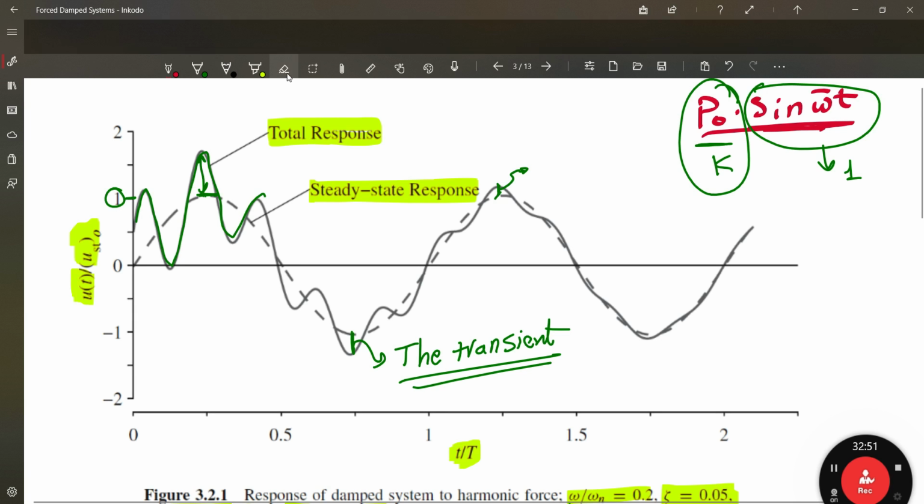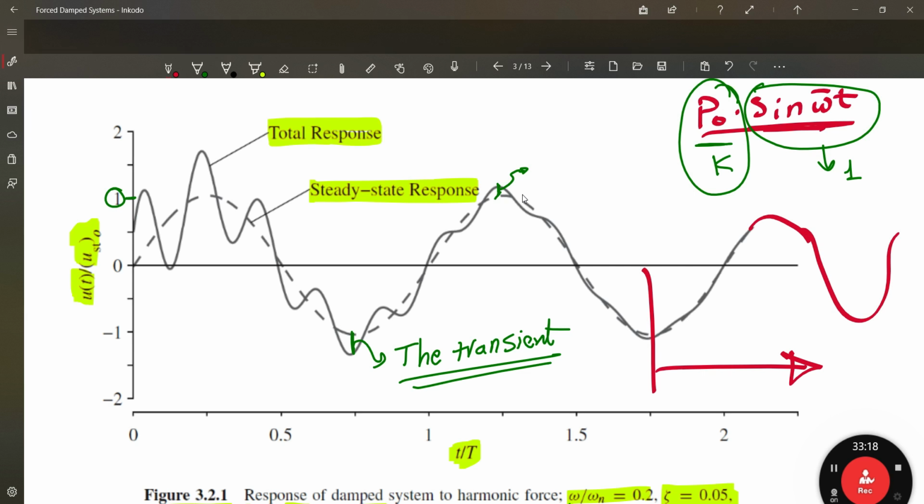Let me erase this part here. Okay, where is the peak? The largest peak here may occur before reaching the steady state. Actually, starting from here, for example, this is the steady state. You're going to find that the system is going to make this kind of regular sine or cosine or whatever the case, right? But before that, where is the maximum response? Exactly, the maximum response is going to be here.